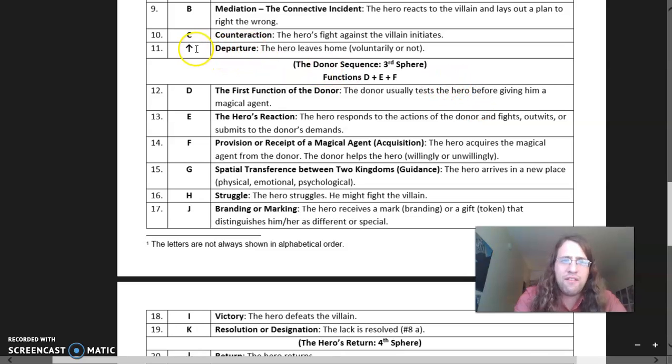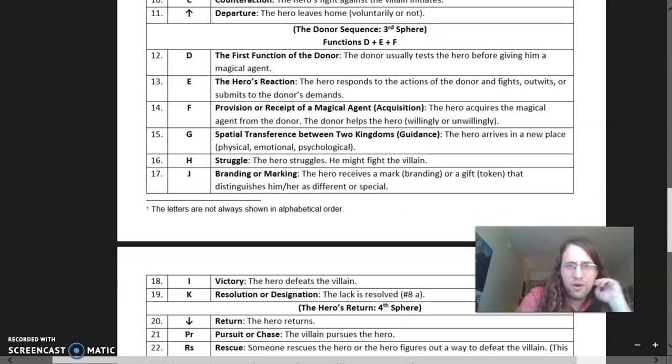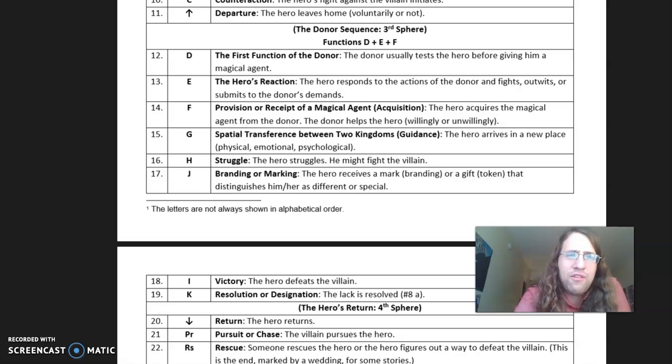Then very often the hero leaves home. That's represented by an upward arrow. The donor, you can remember for D for donor. The donor sequence comes in 3 parts. You meet the donor, that's letter D. The hero is tested by the donor, that's letter E. So the hero has to overcome some challenge that the donor sets upon him.